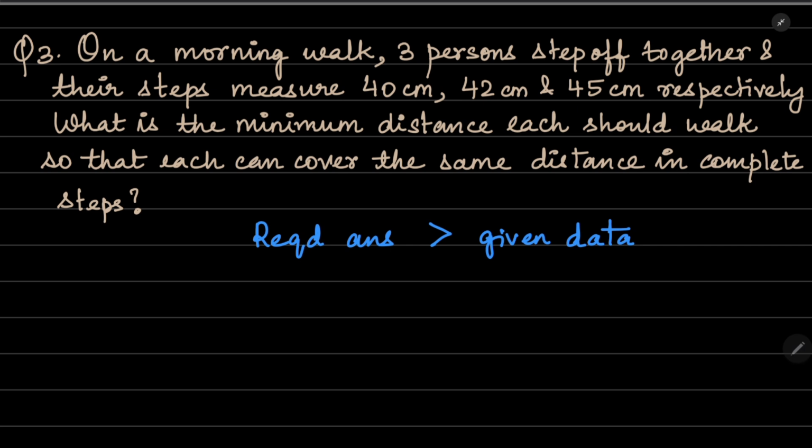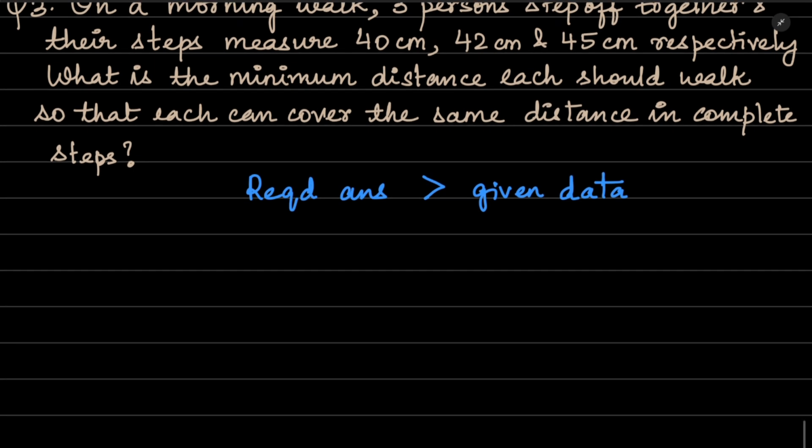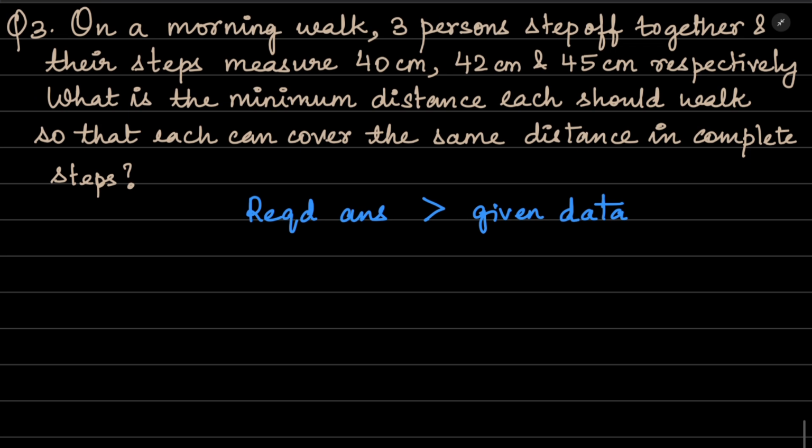What is the minimum distance each one of them should walk so that they can cover the same distance in complete steps? So definitely the distance that they have to cover, even if their step lengths are 40, 42, 45, is greater. The required answer is greater than the given data. And whenever this is the case, you have to find the LCM. LCM of 40, 42 and 45.